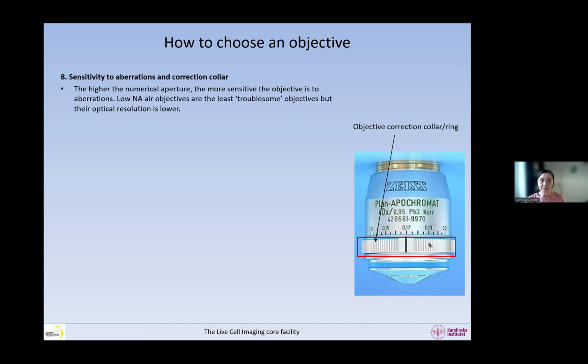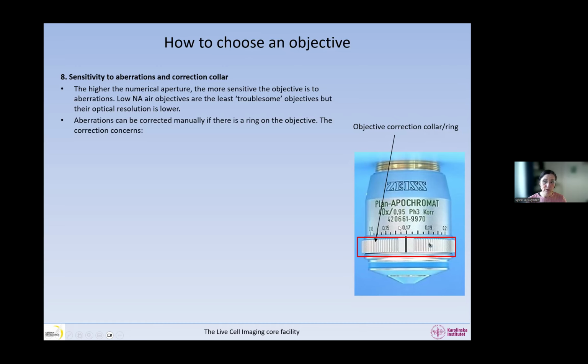And that means that the objectives that have a high numerical aperture, so this is, I remind you, an air objective. So 0.95 is very high for an air objective. So this objective is considered having a high numerical aperture, even though it's only 0.95. This objective will be very sensitive to anything that goes wrong in your sample, and therefore there is a ring for it. And that means that if you have a ring, you have to use it. So the aberrations can be corrected manually if there is a ring.